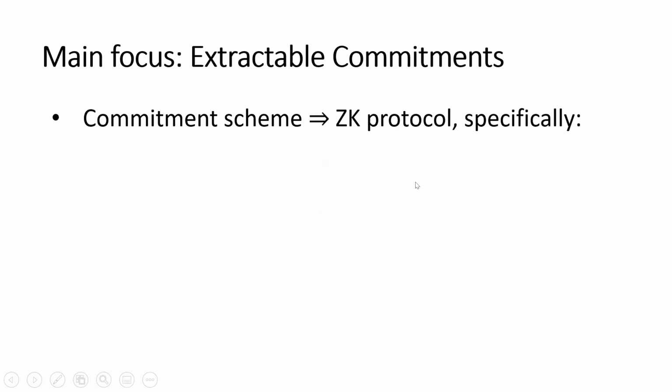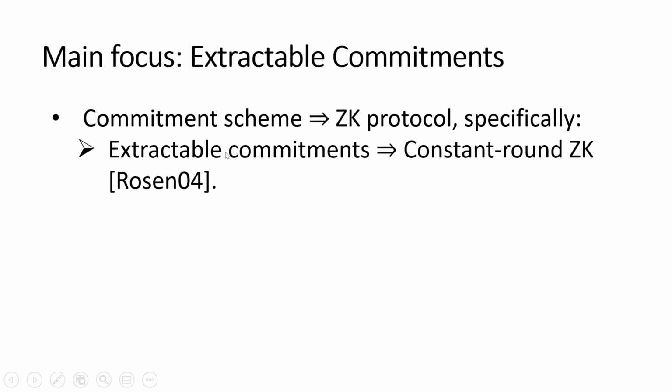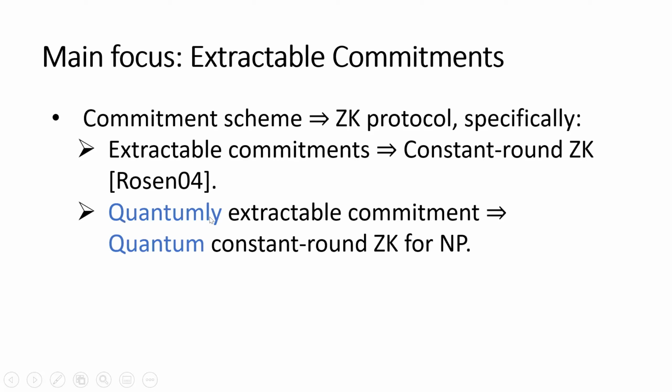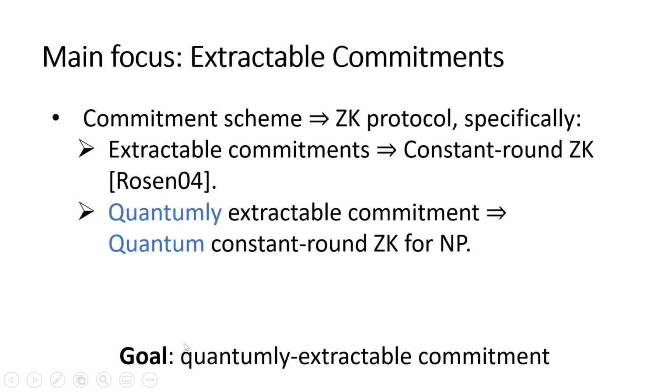So how do we construct a constant round quantum secure zero knowledge protocol for NP? Very roughly, constructing a zero knowledge protocol can usually come down to constructing a commitment scheme. More precisely, for our case, if you want to construct a constant round zero knowledge protocol for NP, an approach by Rosen shows that it's enough to construct an extractable commitment. It can be easily shown that this approach by Rosen can be extended to the quantum setting, which means that if we have a quantumly extractable commitment, which we define in a bit, you can construct a quantum constant round zero knowledge for NP. So this is the hard part to construct. Going from here to here is very easy. This is going to be our goal: how to construct a quantumly extractable classical commitment.